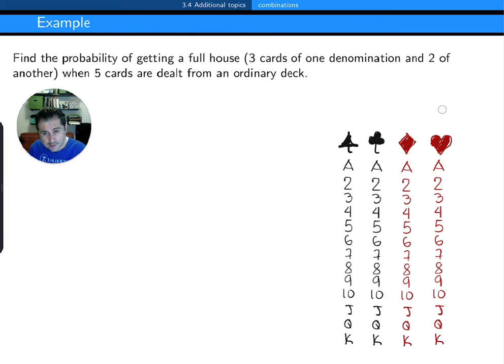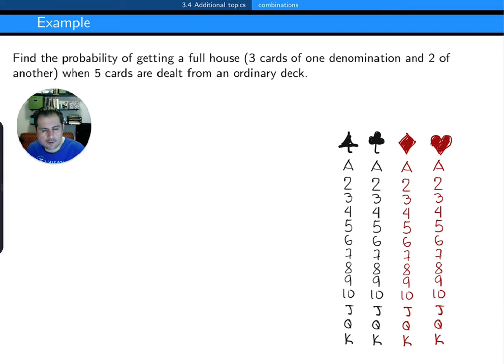For each of these, you have 13 cards: the ace, and then numbers from 2 to 10, and then a jack, a queen, and a king. So you have a total of 52 cards, and 5 cards are given to a player. And of course, the idea is to get 2 of a kind or 3 of a kind, and so on.